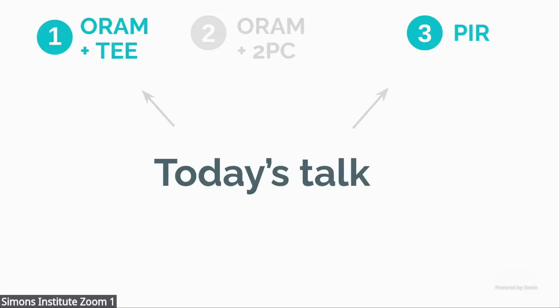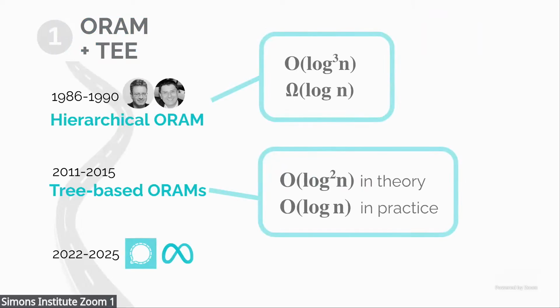Okay. So in today's talk, I'm going to tell you 2 extremely simple constructions, an ORAM construction and a PIR construction. So simplicity goes a long way in practice. You don't need any crypto background to understand these constructions. And so let's start with ORAM.